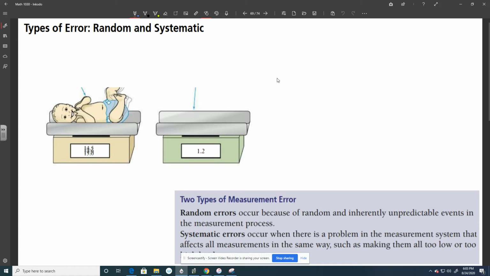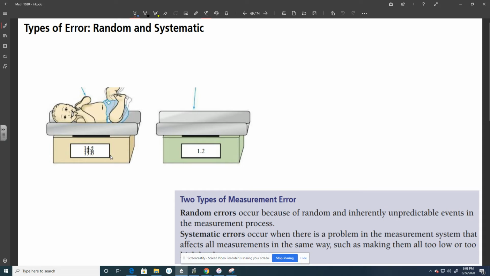So let's say you're at a doctor's office and they're trying to measure a baby. Well, I don't know if you spent much time around babies. They don't like to hold still very well, especially when you lay them on a giant metal plate. They're not going to hold still. They wiggle, they squirm. And so over here on the left, what you see is as they wiggle and squirm, their weight on the display bounces up and down a little bit.